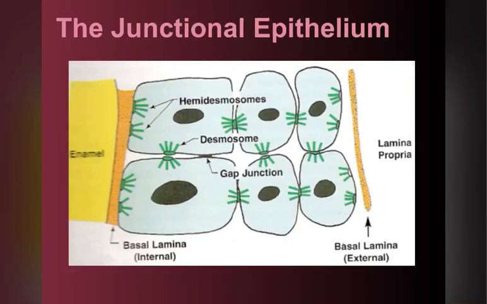Here, this represents the junctional epithelium, and it shows that it has two basal laminae. This is the internal basal lamina toward the enamel. This is the external basal lamina toward the lamina propria of the gingiva. This layer here is the basal layer of the junctional epithelium, and these two rows are part of the stratum spinosum, and these are the spaces between the cells to allow the movement of the crevicular fluid or sulcular fluid.